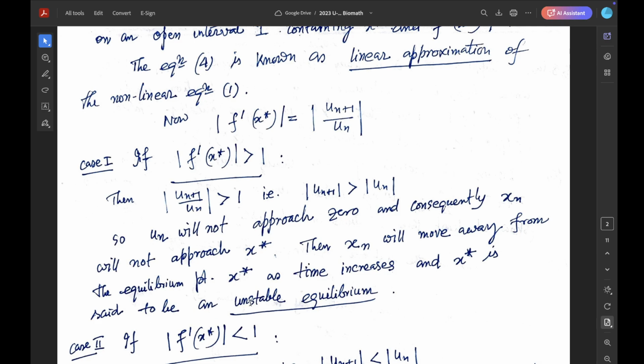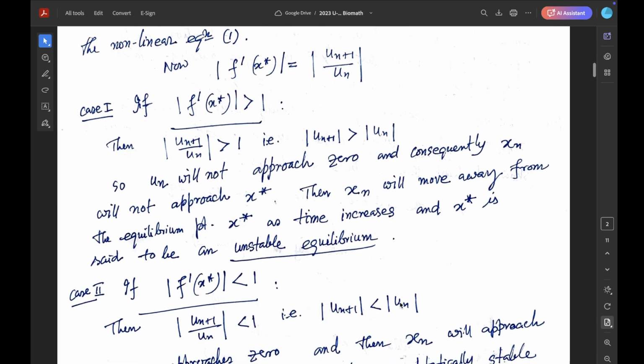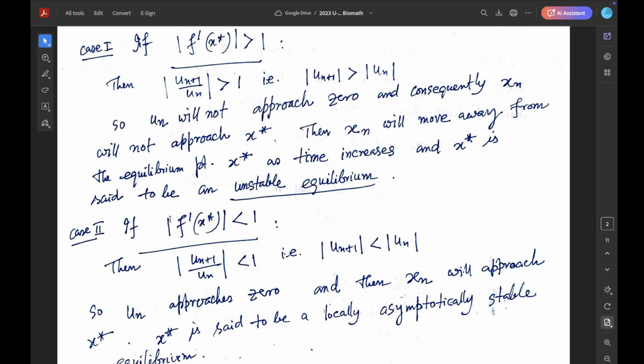And x star is said to be an unstable equilibrium. Case 2, when |f'(x star)| is less than 1, then |u_{n+1}/u_n| is less than 1, that is |u_{n+1}| is less than |u_n|. So u_n approaches 0 and then x_n will approach x star. X star is said to be a locally asymptotically stable equilibrium.